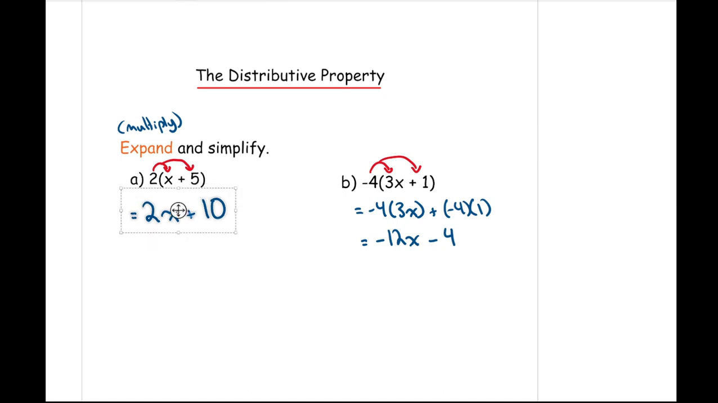This one over here, I'm just going to move this down just so I can show that in between step of 2 times x and then plus 2 times 5. Just so again you can see how we got to our final answer, even though you see what we're doing hopefully with the arrows.